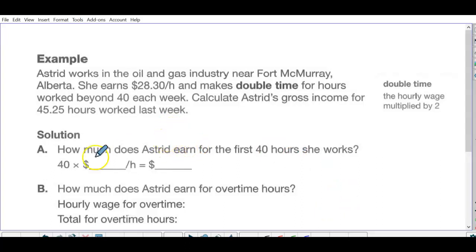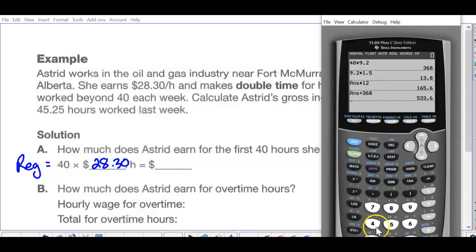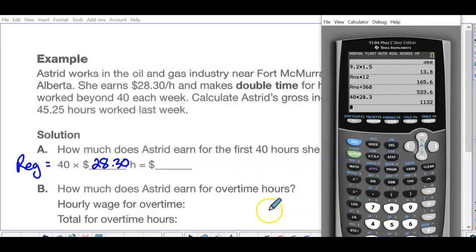So again, your regular pay is 40 hours at $28.30. So here, 40 hours times $28.30. Again, I don't need the 0.